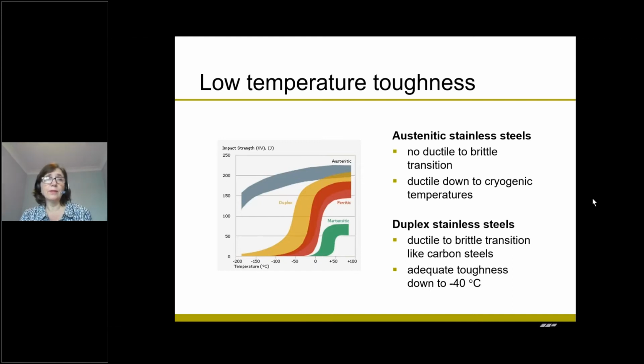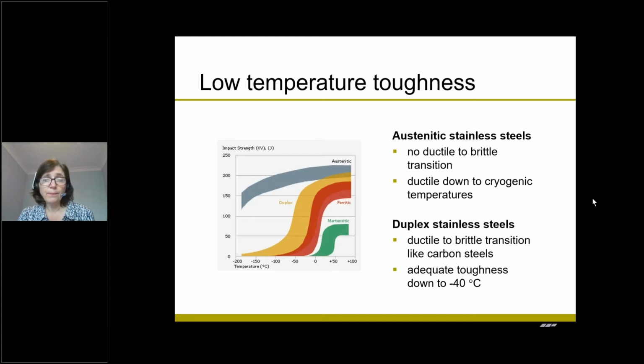And austenitics, you can see quite unusually, they don't even have a clearly defined ductile to brittle transition. And this means they're used in applications where you require very good low temperature toughness. Duplexes do have this transition in a very similar way to carbon steels. Generally, there's very good toughness down to -40 degrees C. There's a little bit of variation amongst the different alloys in the duplex stainless steel family.